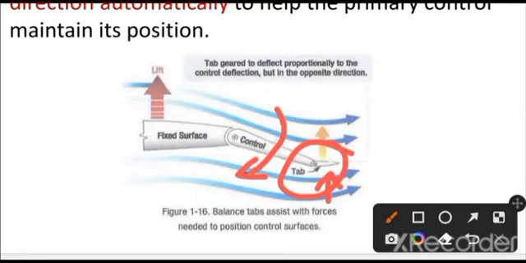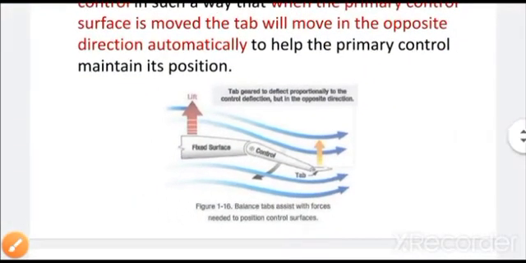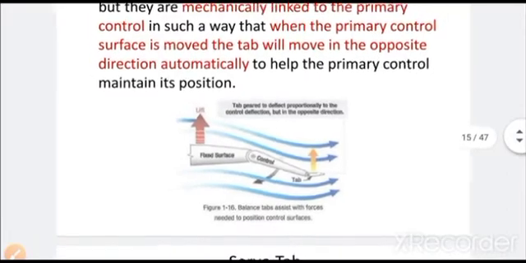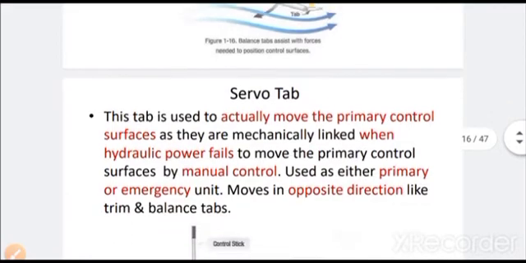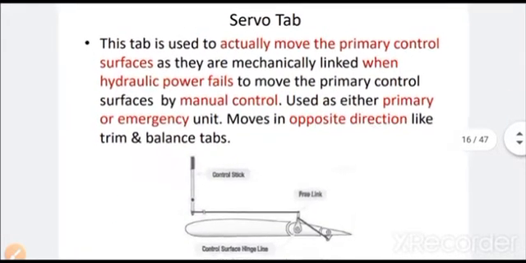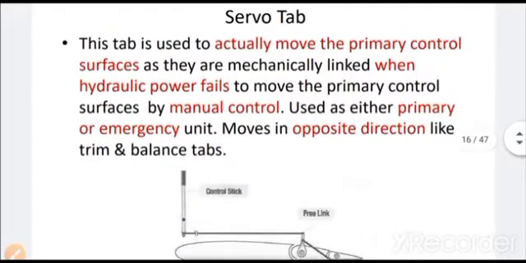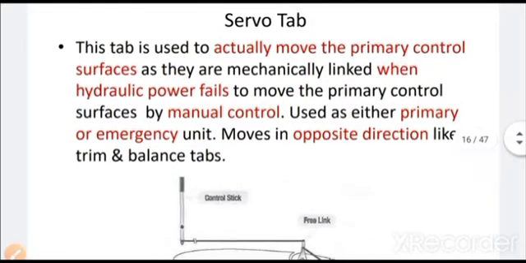If you move the main control surface, the tab will automatically go in the opposite direction, and the main control surface will go opposite to the tab direction. They help the primary control surface to maintain its position, so that you don't have to move it again and again or find ways to hold it in that position. Then we have the servo tab.